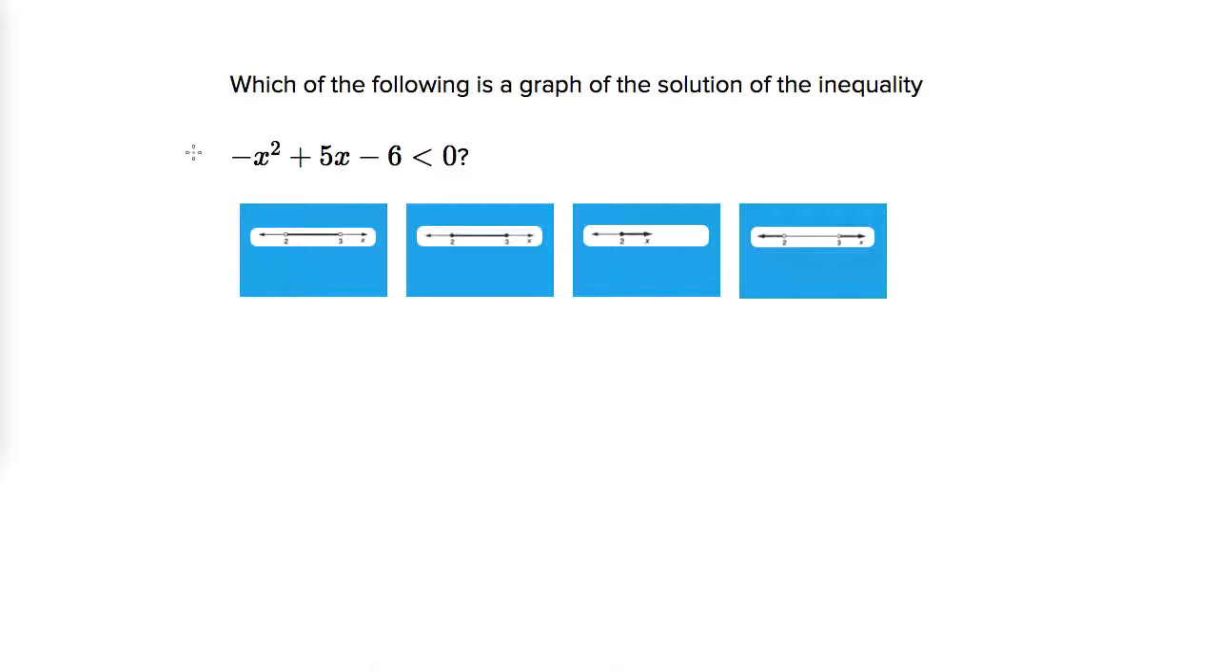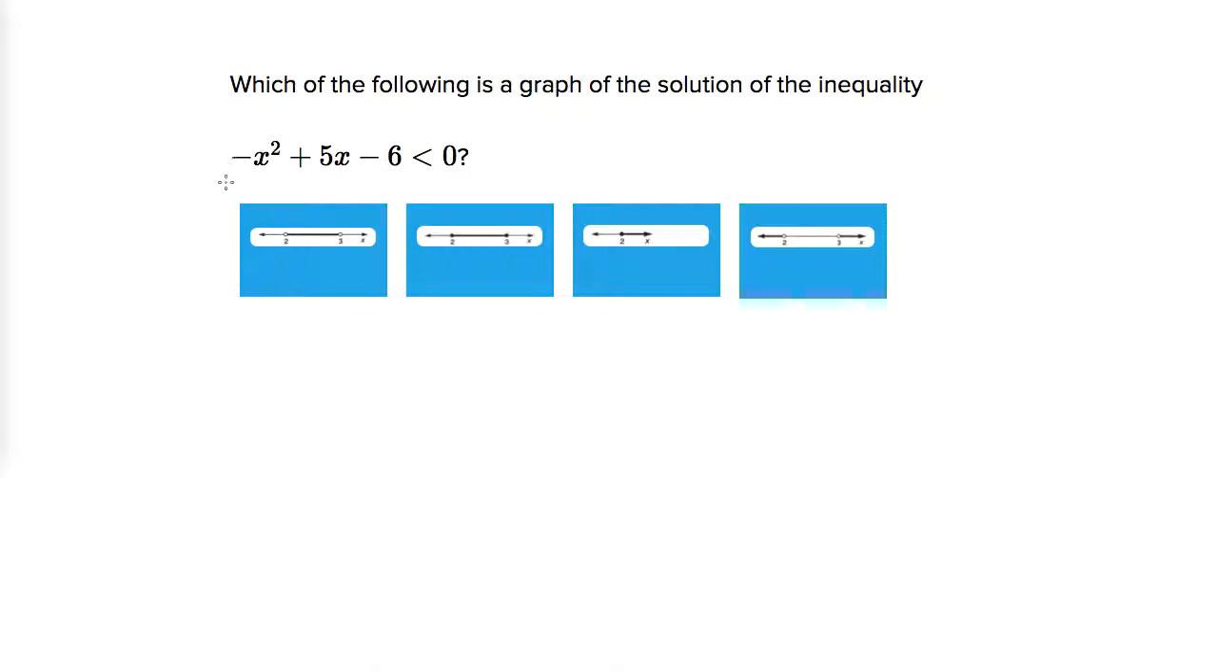This asks, which of the following is a graph of the solution of the inequality negative x squared plus 5x minus 6 is less than 0? Okay, and we have these different number line graphs here.